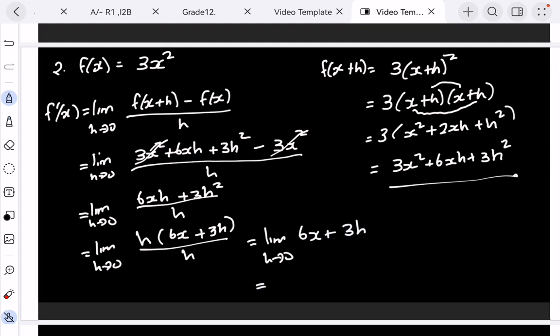So now you can apply your limit. You can say if my h is 0, my answer will only be 6x, which we already know. If you derive 3x squared, you say 3 times 2, you get 6. You subtract 1 from that exponent, you get only x, which is 6x. I hope that's clear.